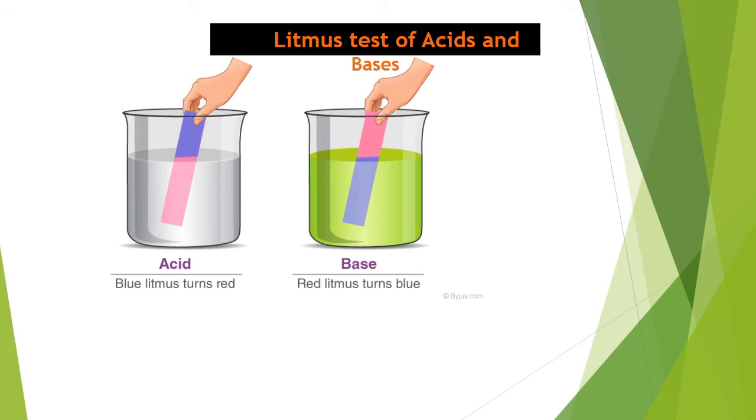The litmus test can be used to identify acids and bases. When we dip blue litmus paper in acid and base, in case of acids it turns red, but in case of the base there is no change in color. When red litmus paper is dipped in acid and base, it turns blue in case of base, and in case of acid it remains unchanged.